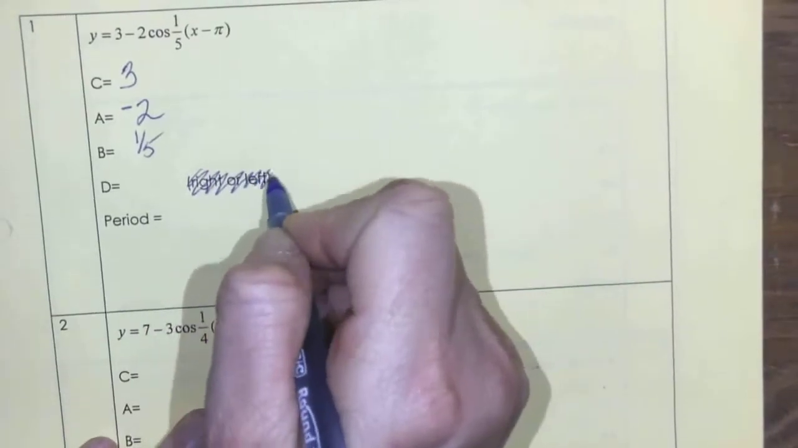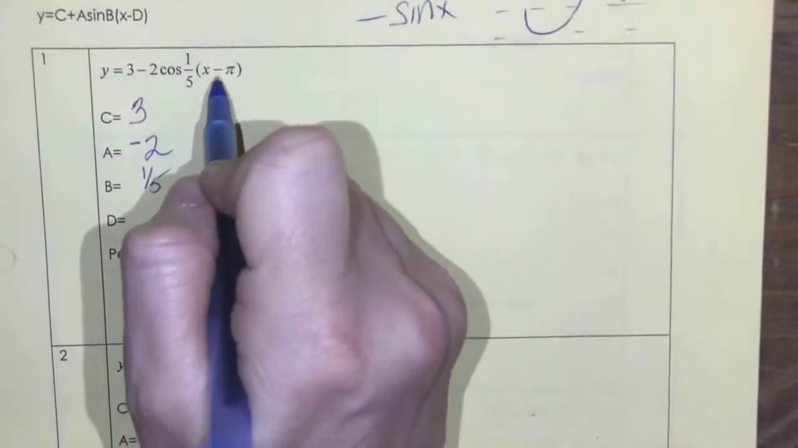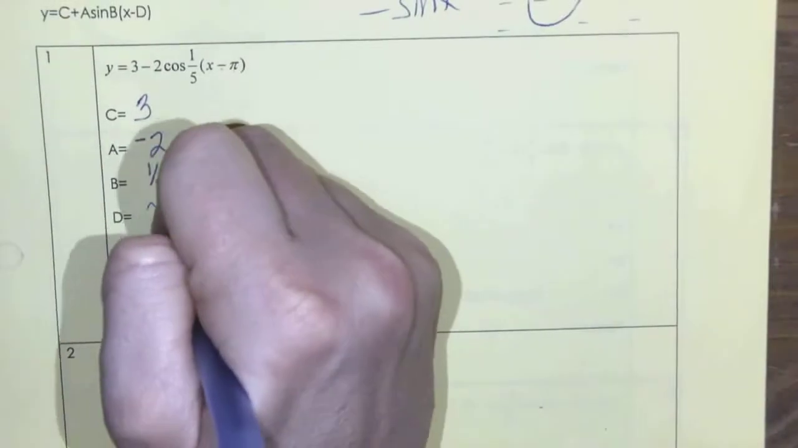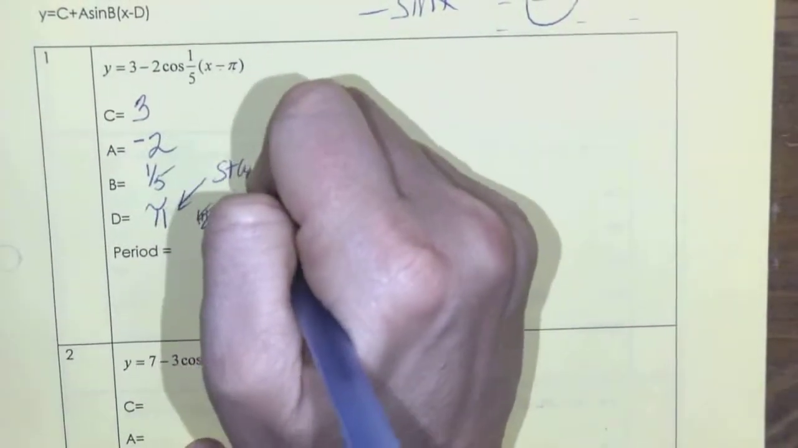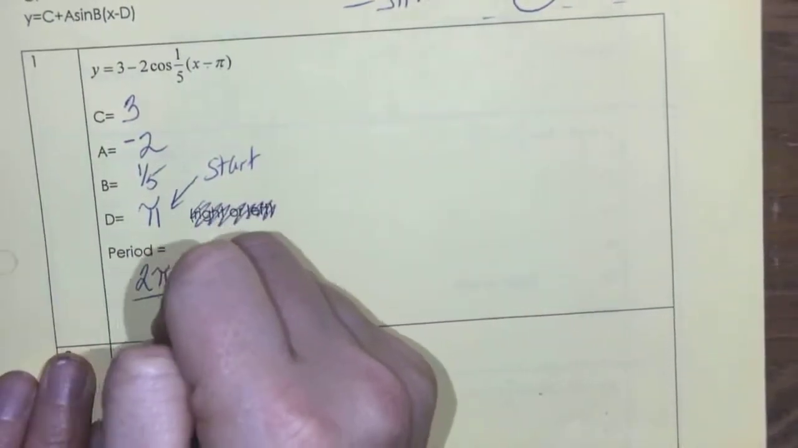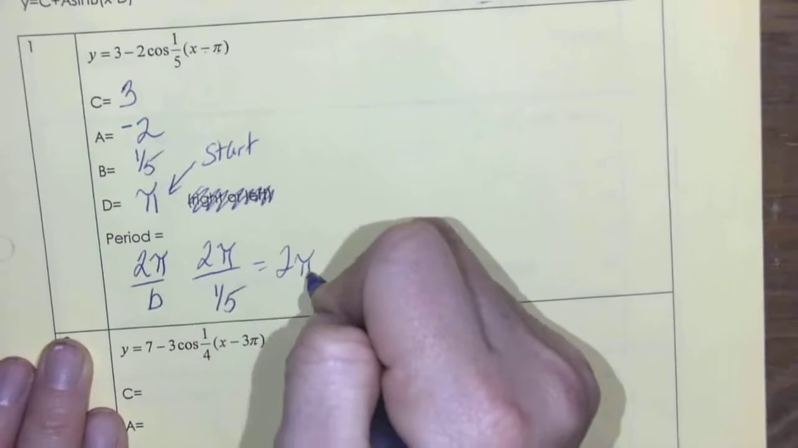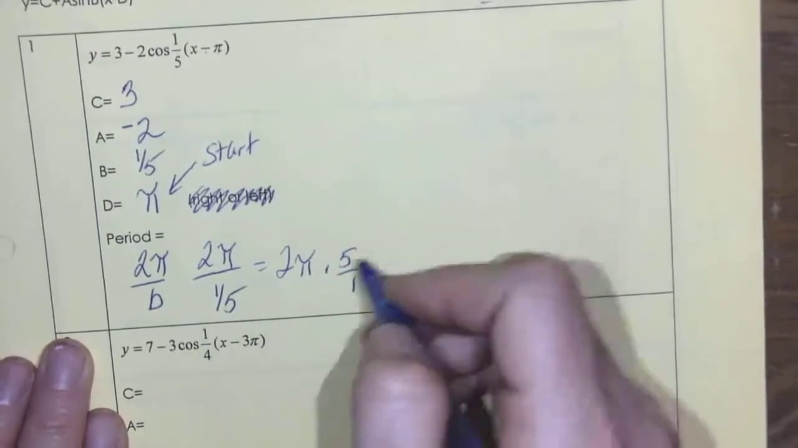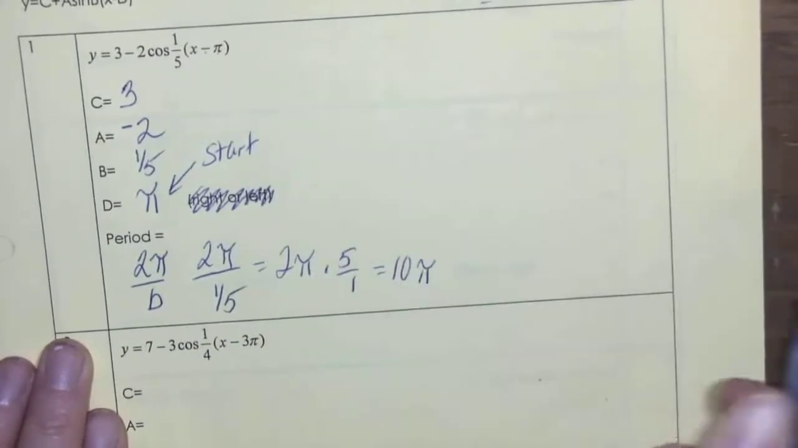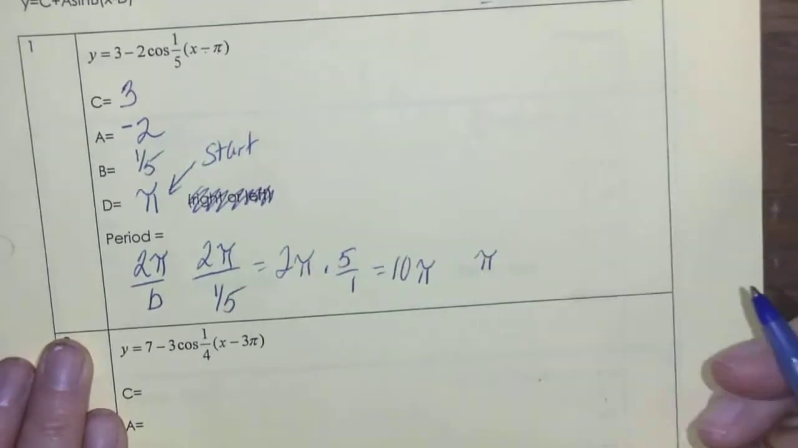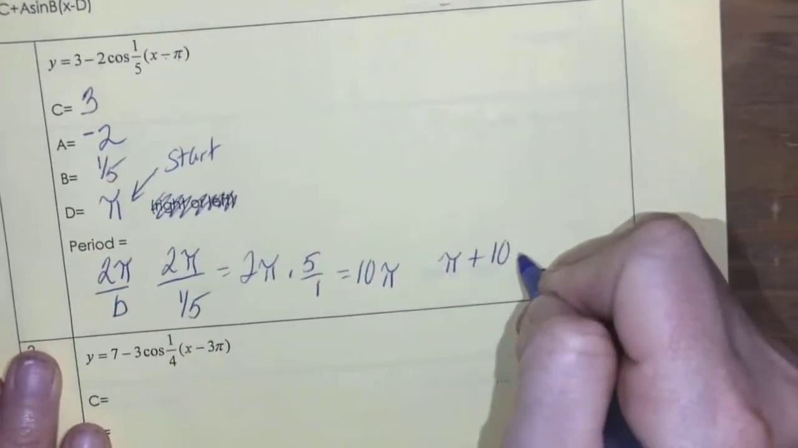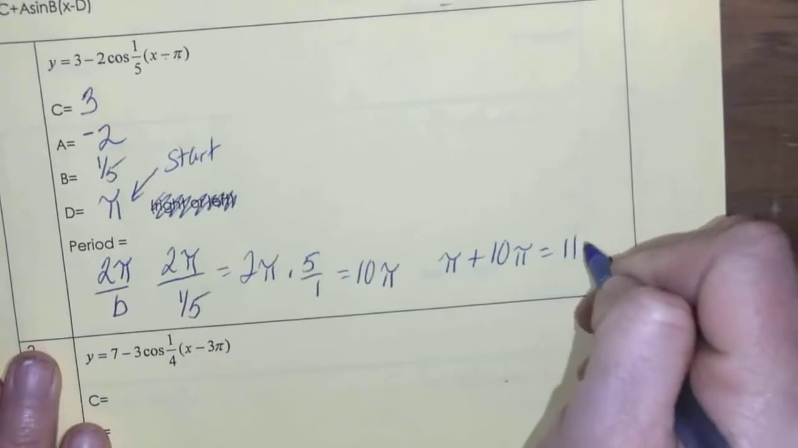And I had us cross that out, to be honest. If this is negative pi, then we make the opposite of that. That means my graph will start at pi. The period can be found by taking 2 pi and dividing it by b. My b value here is 1/5. 2 pi times 5/1, multiplied by the reciprocal, is 10 pi. So if it starts at pi and ends 10 pi's later, it will end at 11 pi.